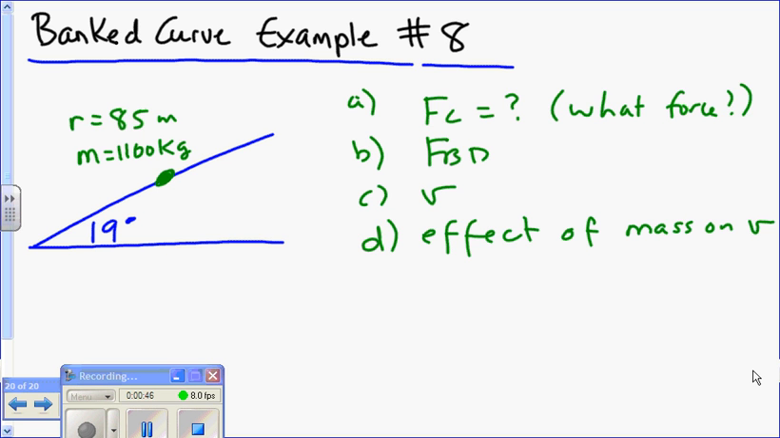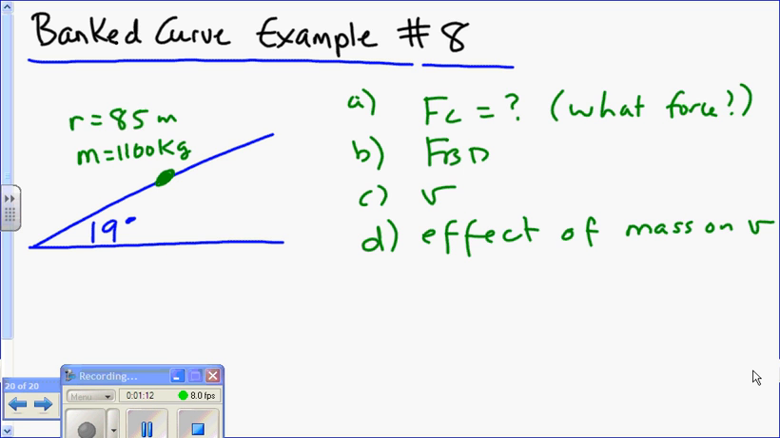Okay. Anyway, so there's 4 parts to the question. What force is causing the centrifugal force? Draw a free body diagram, solve for speed, and then talk about what mass has to do with that speed. So if you're the engineer designing this banked curve, do you need to take into account what a very heavy vehicle can do, or can you do a general case, or do you have to consider the lightest vehicle for the safest case?